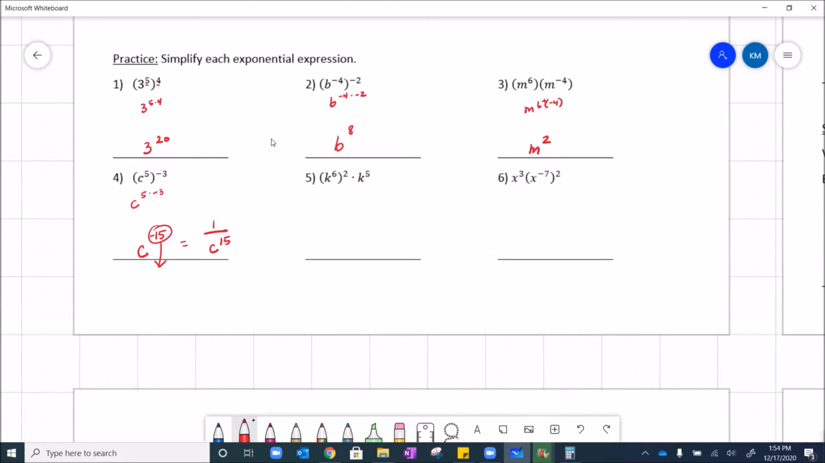For number 5, we have k to the 6th squared times k to the 5th. Our order of operations comes into play here because we want to do parentheses and exponents first. So we'll make this k to the 6th times 2 times k to the 5th. And that gives us k to the 12th times k to the 5th. Our answer here is k to the 17th.